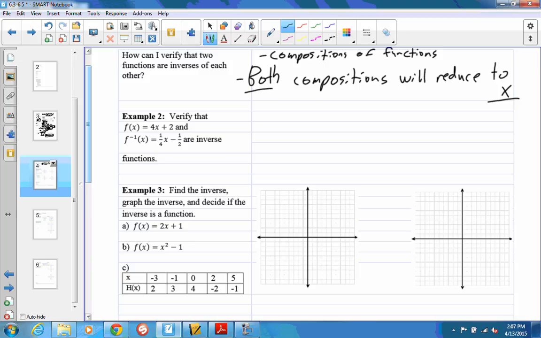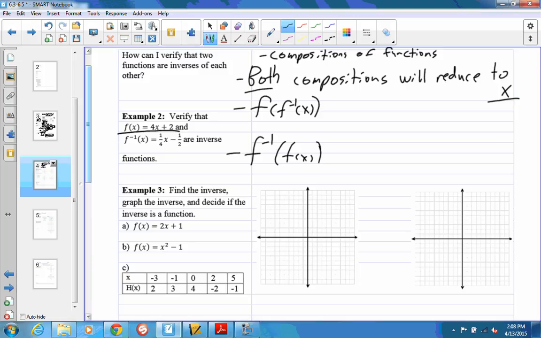Good. So verify that f of x equals 4x plus 2 and inverse f of x equals 1/4 x minus 1/2 are inverse functions. This is very much like questions from your book. How will you verify? A composition is when I have two functions, and one of my compositions is f of inverse of x, and my other composition is inverse of f of x. Does that look like something you've done before?